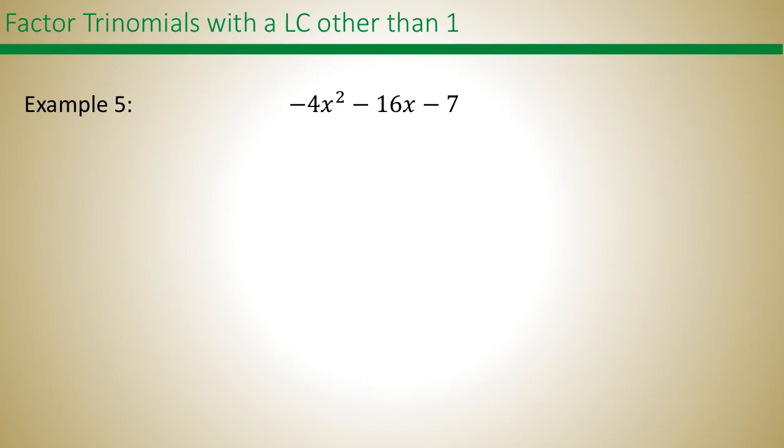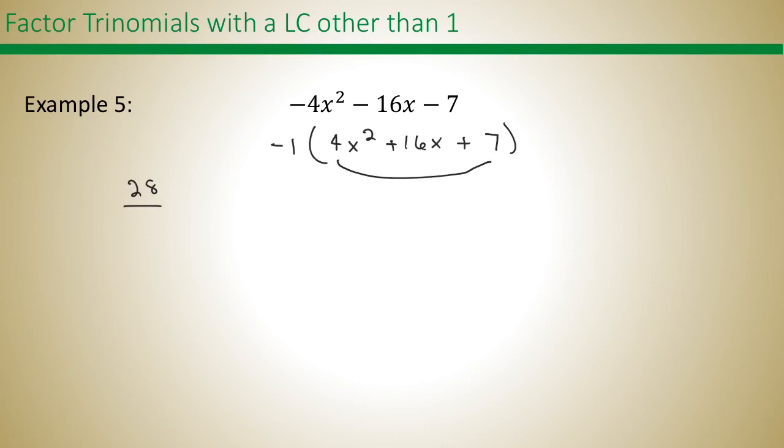Okay, here's another example. On this one, notice it starts off with a negative. There's not a common factor, but we're going to treat that negative as a common factor. So what we're going to do is pull that negative 1 out of this thing. And that leaves me with 4x squared plus 16x plus 7. So now I want factors of 4 times 7, which is 28, that are going to add to make 16. So 1 and 28, 2 and 14, or 4 and 7, okay? I can make 16 with a positive 2 and a positive 14.